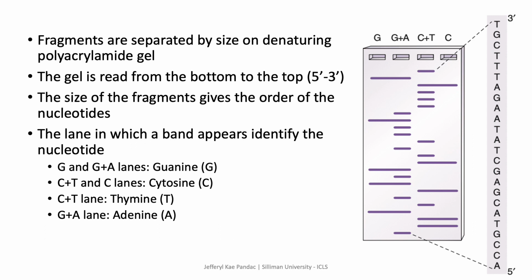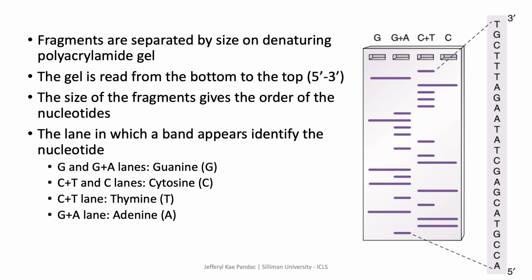The gel is read from the bottom to the top, and the size of the fragments gives the order of the nucleotides. The nucleotides are inferred from the lane in which each band appears. When a band appears both in the G and G plus A lanes, the nucleotide present is guanine. Cytosine is identified from a band that appears in the C plus T and C lanes. Meanwhile, thymine and adenine nucleotides are inferred when a band appears in the C plus T lane and G plus A lane, respectively.